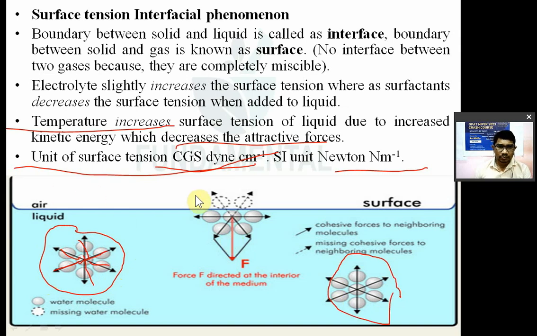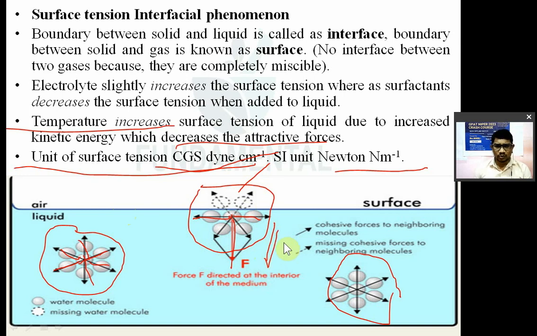Now consider this molecule. This molecule is present at the surface of the liquid, right? In this case, this molecule is attracted by this molecule and, in the opposite direction, by this molecule, but these forces cancel equally. But here you have air, so in this direction this molecule is not attracted. The molecules present in the bulk will attract it, so this net downward pull is known as the surface tension force.